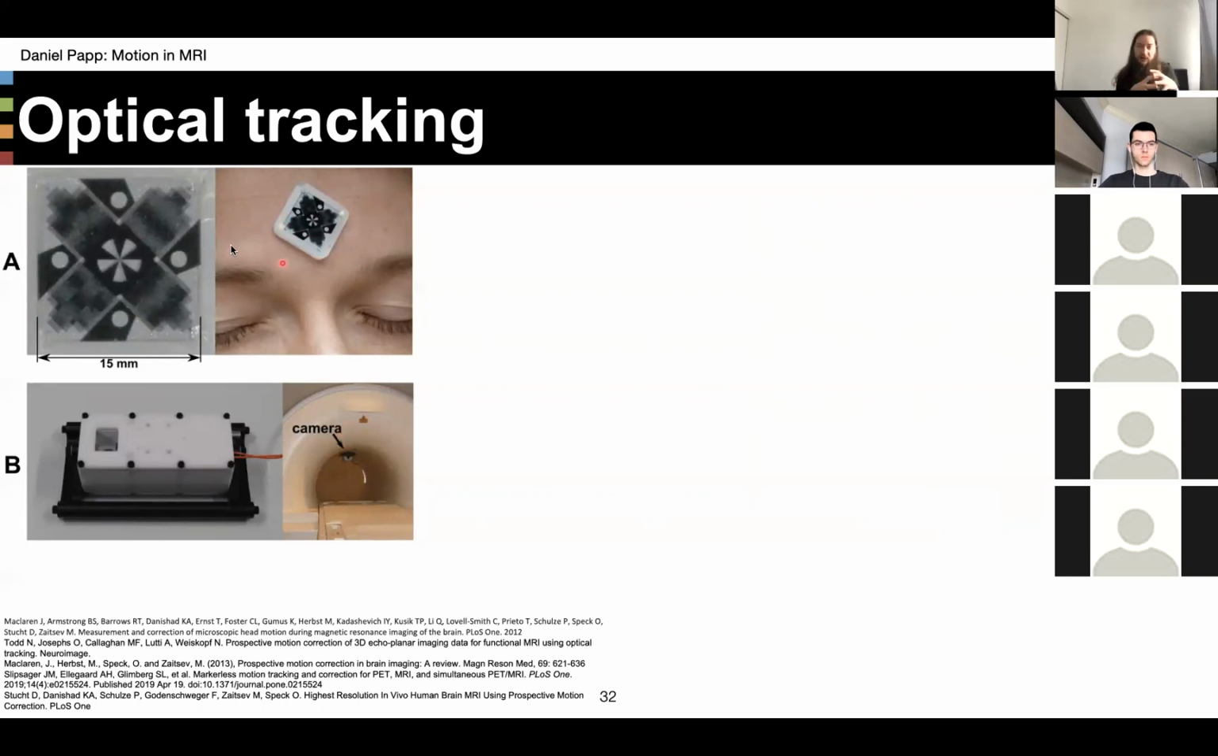So there's many optical tracking methods. I will talk about the one which I've personally worked with. This is a Moiré pattern marker, which is a cool little thing that allows you to infer 3D motion from a 2D plane.